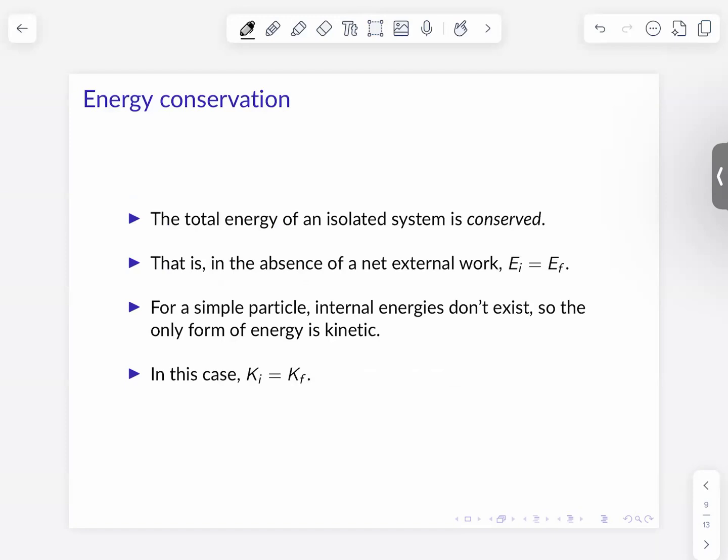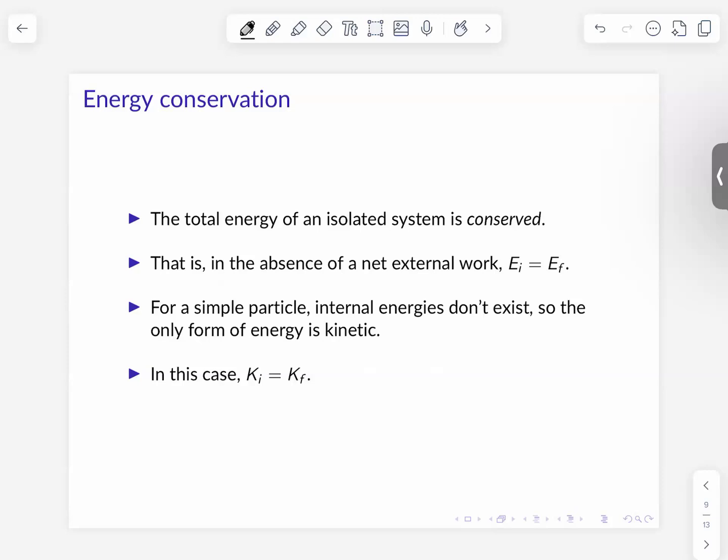I said this, I'll say it again for emphasis. Total energy, if you don't have external forces on you, is conserved. There's no change. Final equals initial. Delta equals 0. Initial equals final. Since, as I just said, very simple systems don't have internals or potentials, the only form is kinetic. So if total energy doesn't change and energy is just kinetic, then you could say initial kinetic equals final kinetic.